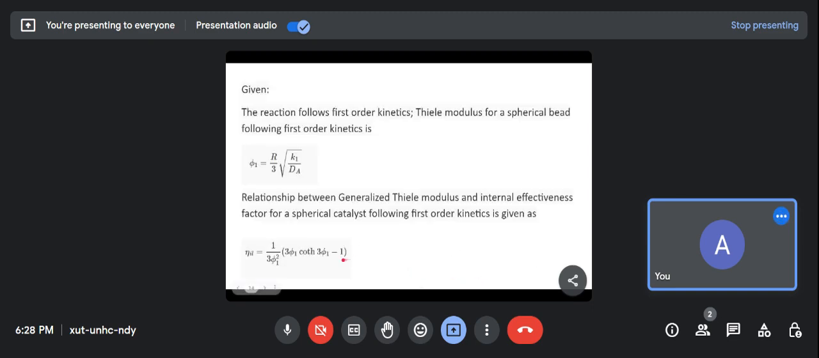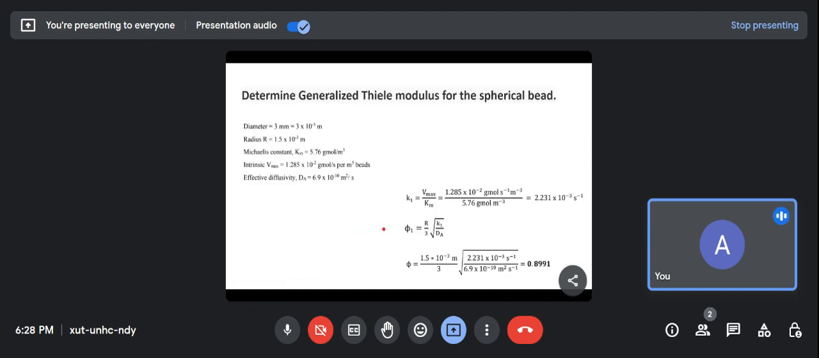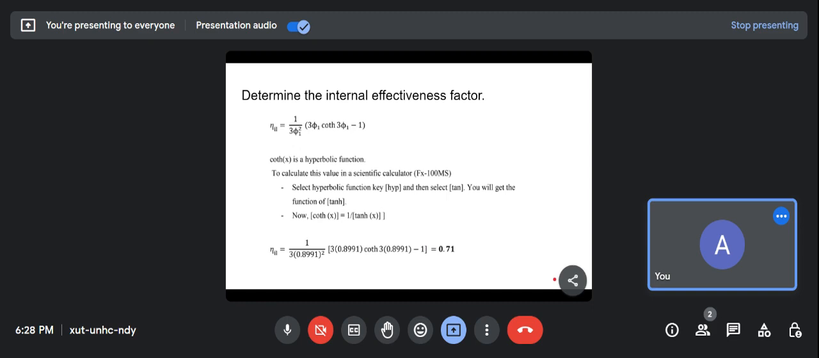So from the formula given here, you know that internal effectiveness factor is a function of the generalized Thiele modulus, and you've just found the generalized Thiele modulus here, right? So putting the Thiele modulus in this case, this is the sign for the Thiele modulus, right? That is what you get. 1 by 3 into Thiele modulus square, this factor multiplied by 3 into Thiele modulus cot h 3 into Thiele modulus minus 1. Okay.